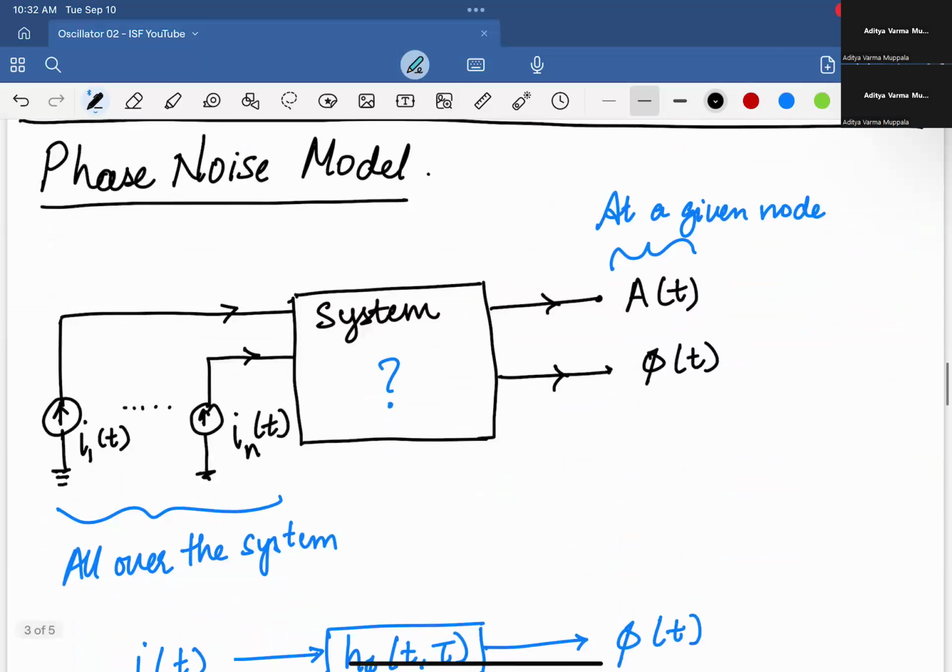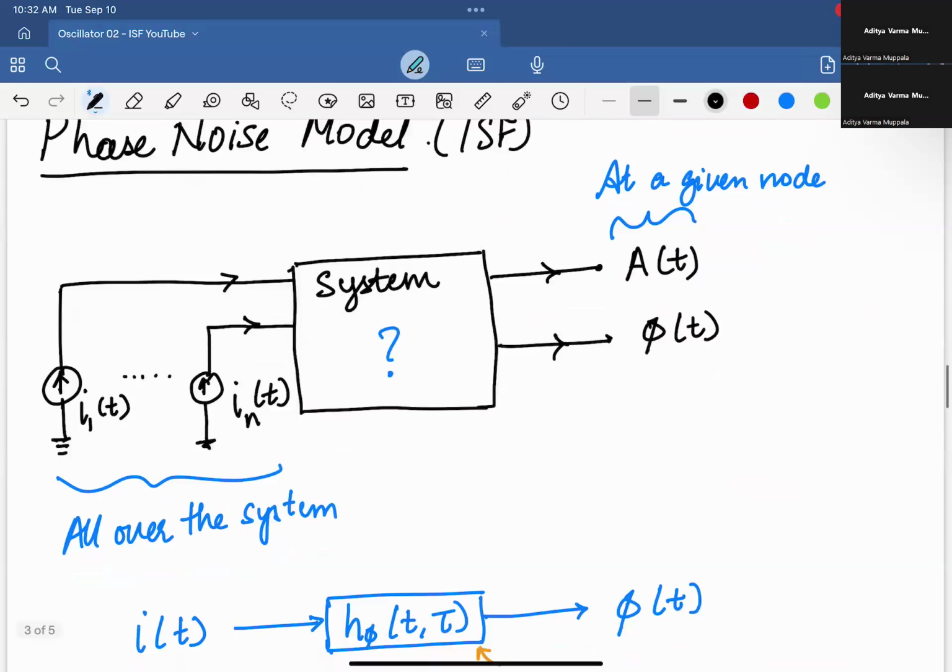And then we said, okay, we'll develop a phase noise model for this phase noise phenomenon. And in this case, we're developing the ISF model, impulse sensitivity function model. And the way it proceeds is that you have, let's say, a system, and you can model all of the inputs to the system, all of the noise sources, as current sources in different locations of the system. And we're looking at a single node, and we want to know what the amplitude and phase is at that node or net as a function of time because of these noise sources, right?